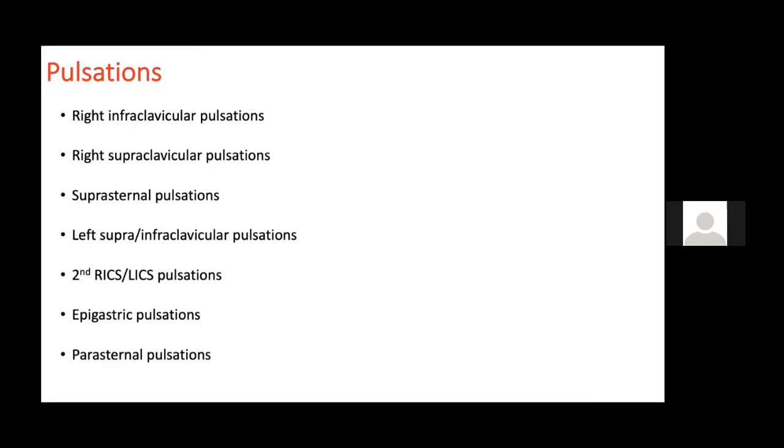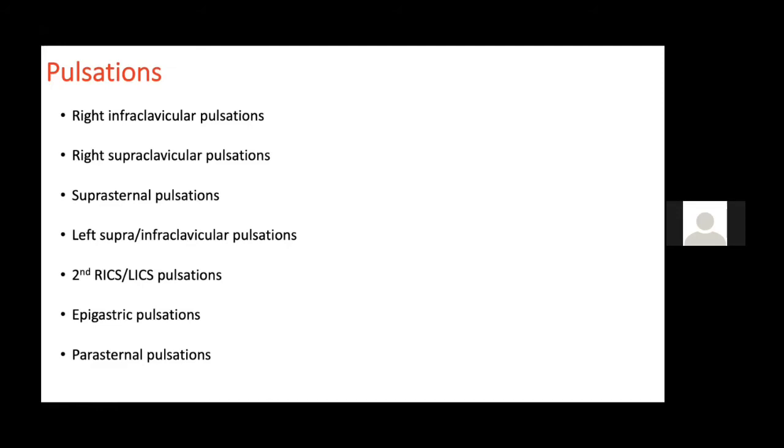The left second intercostal space pulsation is most commonly found in patients with a dilated pulmonary artery. So the patients who have PAH, you will get the left second intercostal space pulsations. Also, you have to look for other findings of PAH like the palpable P2 in the left second intercostal space, and on percussion you will get a dull note on the left second intercostal space.